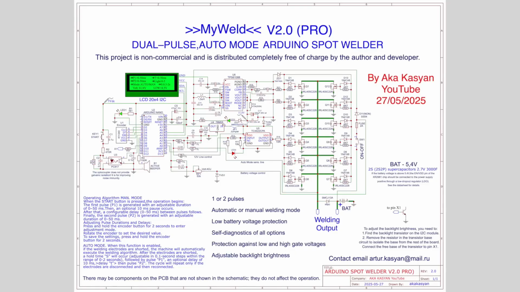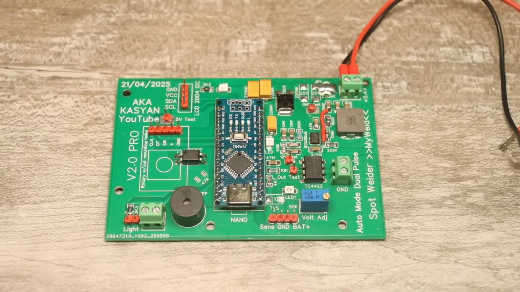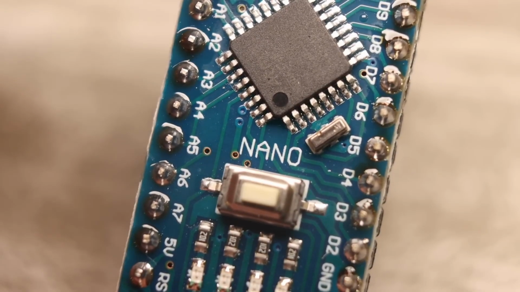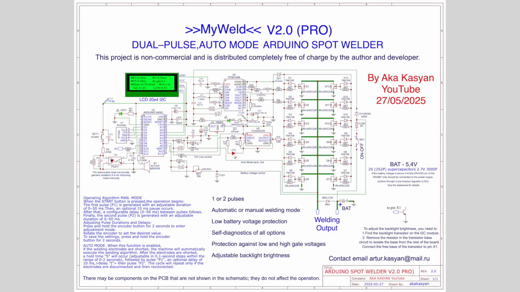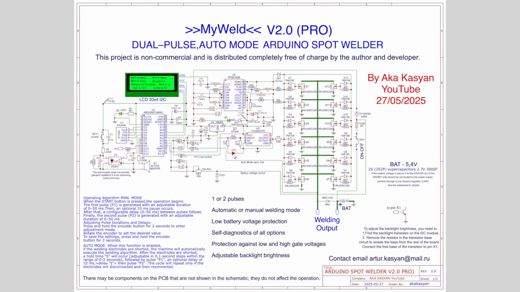Operating principle and circuit description. The heart of the circuit is an Atmega 328 microcontroller. The project uses a ready-made Arduino Nano board. Power from the supercapacitor battery at 5.4 volts first goes to a boost converter, which outputs between 12 and 15 volts. This voltage is necessary to power the gate driver.